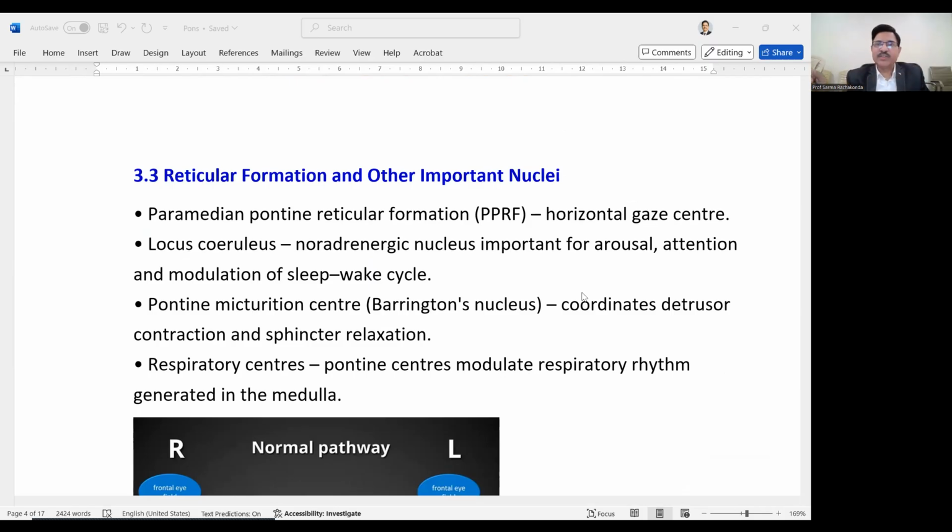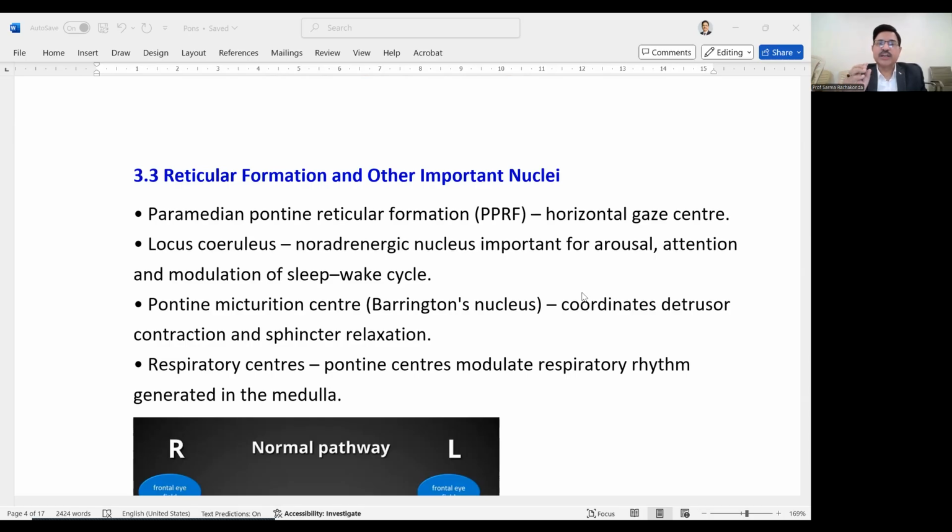For all that horizontal gaze, you require the PPRF, paramedian pontine reticular formation. Then you have the locus coeruleus. Locus coeruleus is the noradrenergic nucleus. Okay, it is the sympathetic nucleus, important for arousal, attention, modulation of sleep-wake cycle. All this is sympathetic, and that locus coeruleus also is there in the pons.